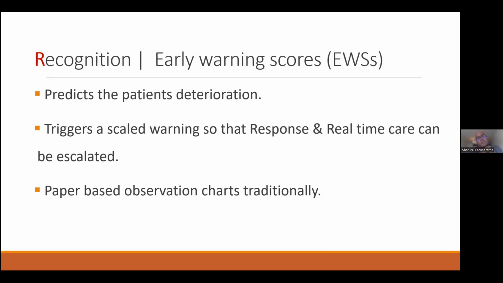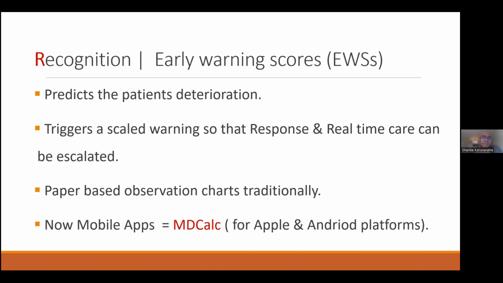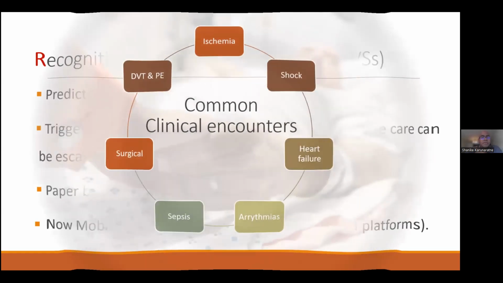These early warning scores could predict patients' deterioration so that we could have a scaled warning system that we can act upon. Usually these are paper-based observation charts, but now we have mobile applications, for example MedCalc for all Apple and Android platforms, so that you don't have to write these things. You can just enter the patient's details or vital signs to quickly get an idea about these early warning scores. So it is very important for all cardiac critical care teams to be knowledgeable about these early warning scores. So we'll go a little bit into it.